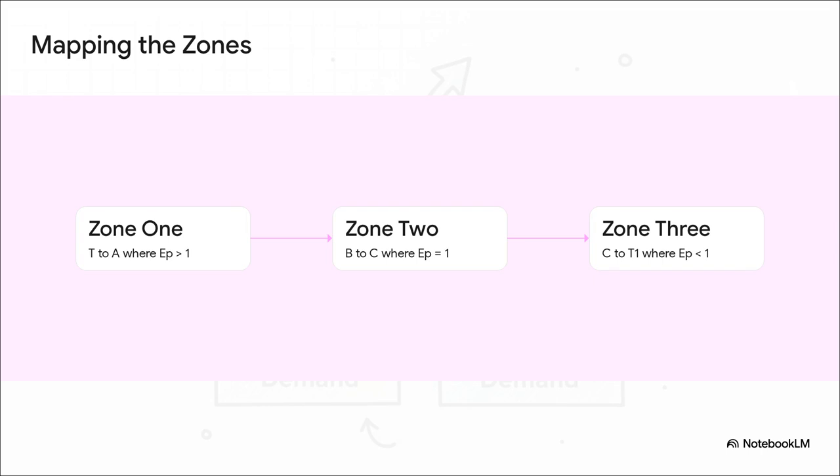Okay, the curve we are mapping out is referred to in the source material as the T1 curve. And to really understand it, we're going to break it down into 3 distinct zones. Zone 1 starts at the top from point T to point A. Zone 2 drops down from point B to point C. And Zone 3 traces from C down to T1. Let's walk through these step by step.